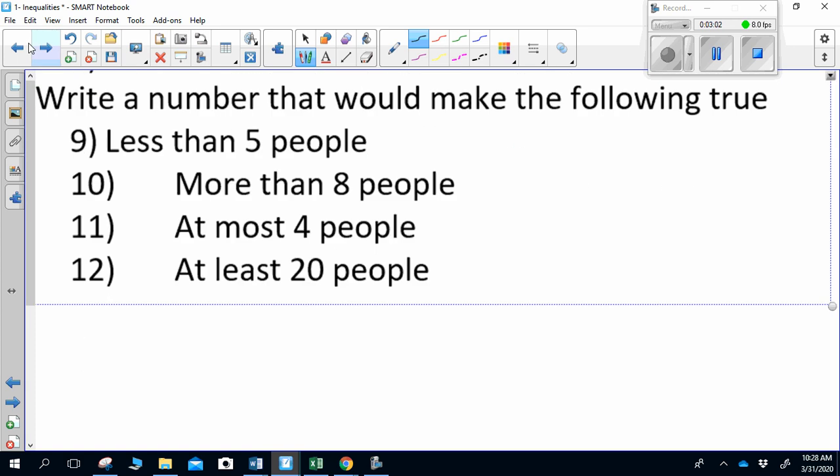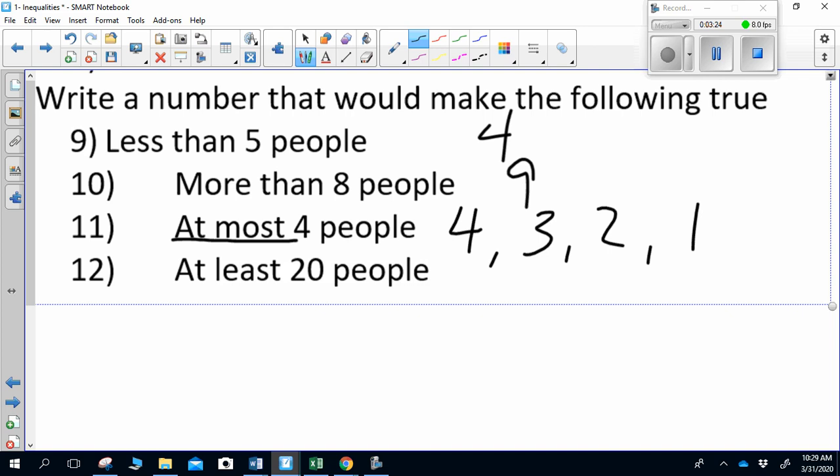Okay, second one. You're supposed to write a number that would make it true. Less than 5 people, 4. More than 8 people, 9. At most 4 people. So at most. So you're having a party, your mother tells you you can have at most 4 people. So that means you could have 4 people, but you could also have 3 or 2 or 1.